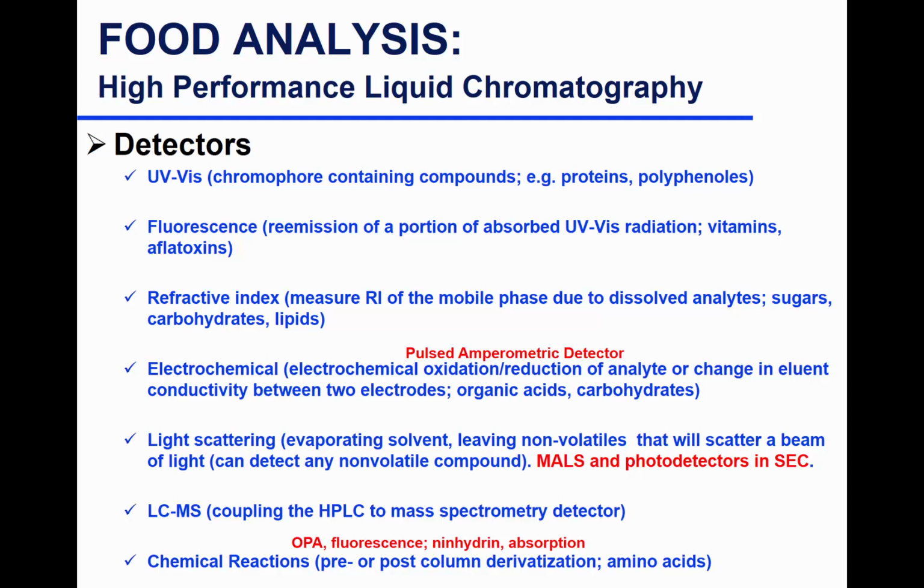For example here, amino acids, not all of them absorb light, only 3 of them absorb light. So the amino acids other than the 3 that absorb light, tyrosine, phenylalanine, and tryptophan, you react them with a reagent, an OPA reagent, then they will produce a compound that can fluoresce, and you can measure fluorescence. Or you can react them with anhydride, and then you can measure visible light absorption.